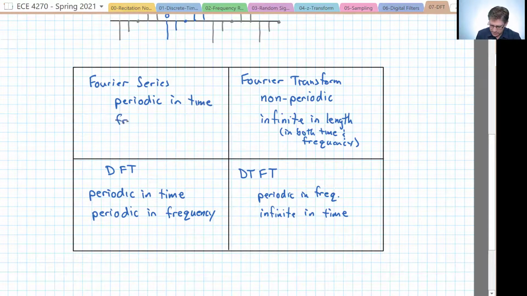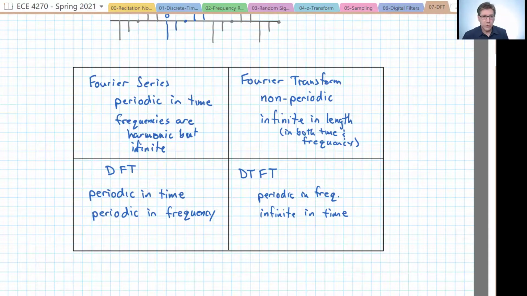And the frequencies are harmonic, but they are infinite. Harmonic, in other words, you have terms like the frequency is equal to k times f naught for k equals minus infinity to infinity.